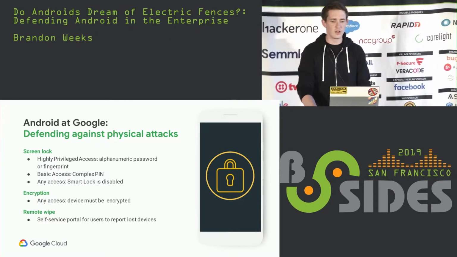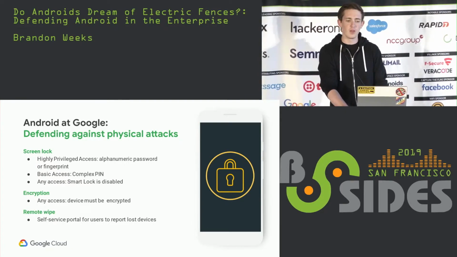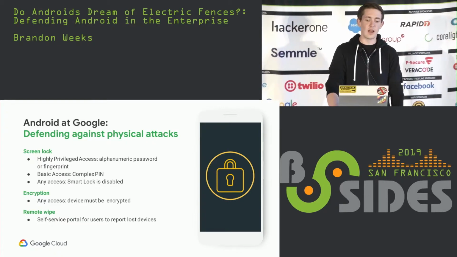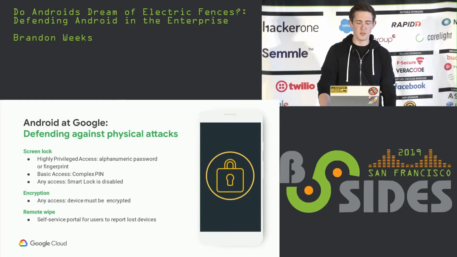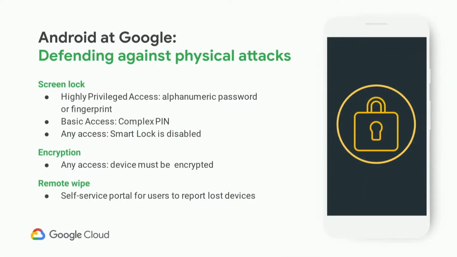Enforcing a strong screen lock is our primary defense against misplaced devices. For highly privileged access, an alphanumeric password is required at boot and periodically as a knowledge proof. The fingerprint sensor offers a convenient and secure method for unlocking the device during regular use. For basic access, instead of an alphanumeric password, only requiring a PIN code is a reasonable compromise. A PIN complexity requirement can be set that prevents values such as 1234 or 0000.